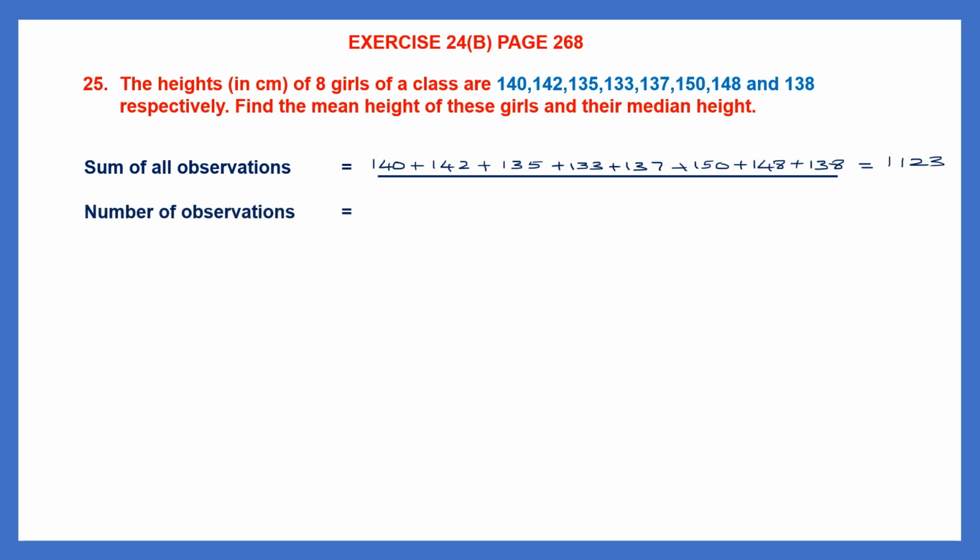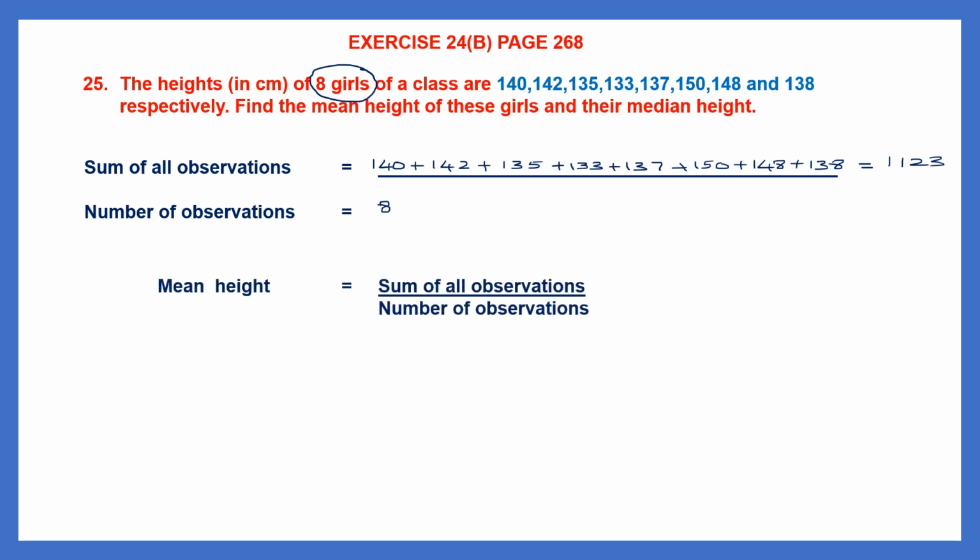Then what do we have to write? We have to write the number of observations, which is already given to us in the beginning that there are 8 girls. So the number of observations will be 8. Now to find the mean, the formula is sum of all the observations by the number of observations. So that is 1123. Remember, this is in centimeters. We will write it here on top in centimeters. 1123 divided by 8. So now let's divide.